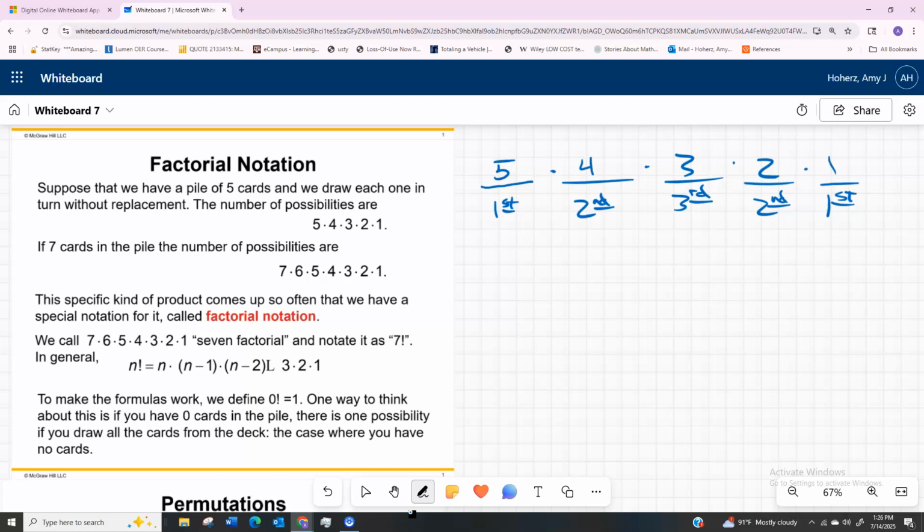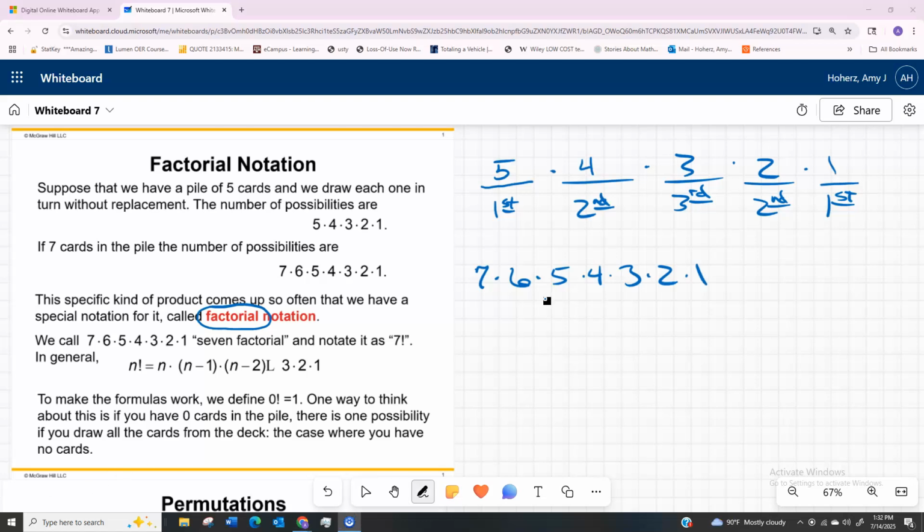If you had 7 cards in the pile, it's going to be the same situation. The first draw is going to start with 7. The second draw is then only going to be 6, and so on until we get down to 1 again. Okay. Now there's a special name for this process of starting with an integer and multiplying down until the end. It's called a factorial. And the symbol that we use for a factorial is an exclamation point, interestingly enough.